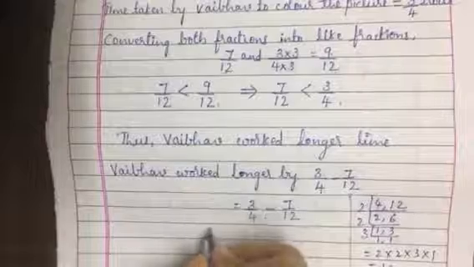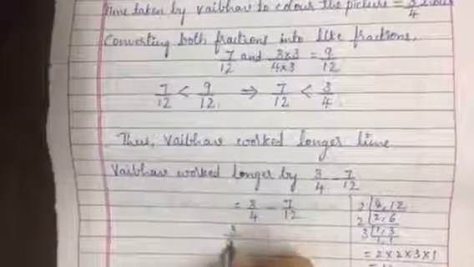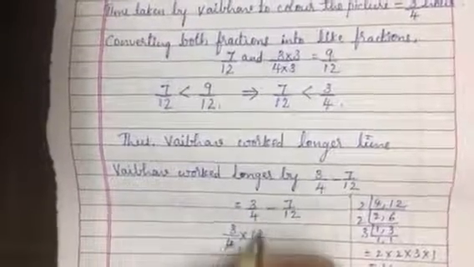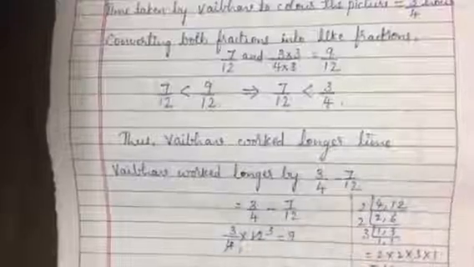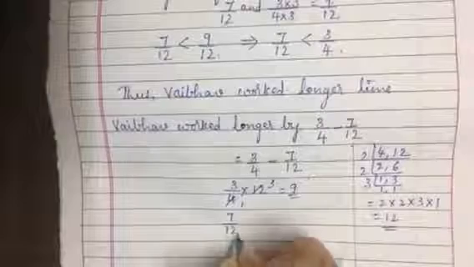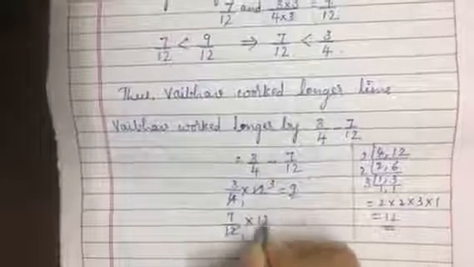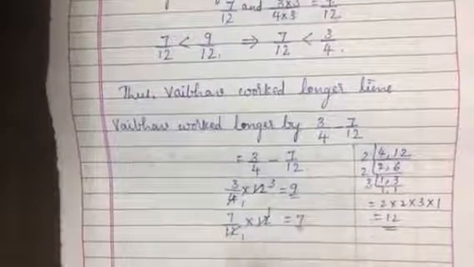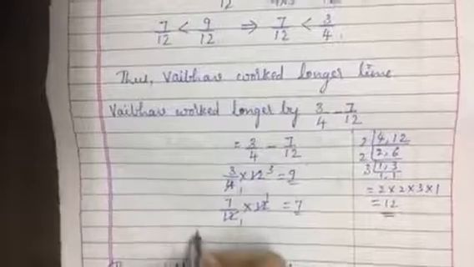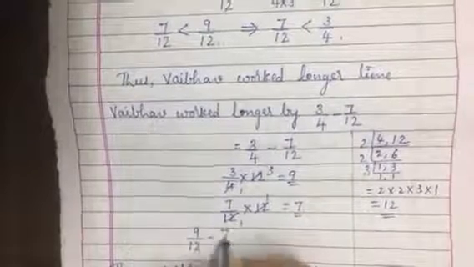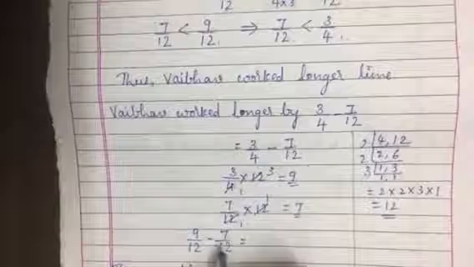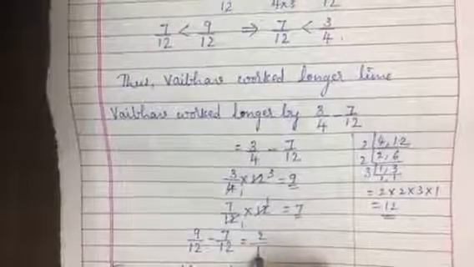12 is the LCM. First fraction is 3 by 4 into 12. 4 1s are 4, 4 3s are 12, 9 is the answer, isn't it? Next, 7 by 12 into 12. 12 ones are 12, 7 is the answer. Now subtract it, children. 9 by 12 minus 7 by 12 is equal to 9 minus 7, which is 2 by 12.